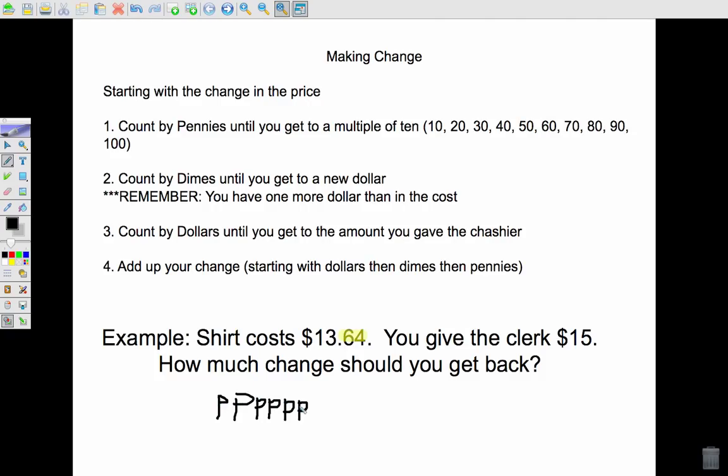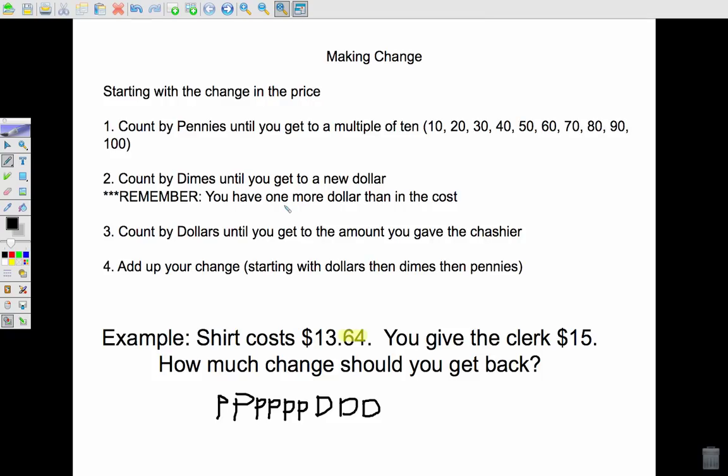I stopped when I said 70 because I've come to a multiple of 10, it has a 0 at the end of it. Now I'm ready to count by dimes until I get to a new dollar. That means I'm skip counting by tens. So I'm up to 70. If I have a dime, that would give me 80. Another dime would give me 90. Another dime would give me 100, which is a new dollar.